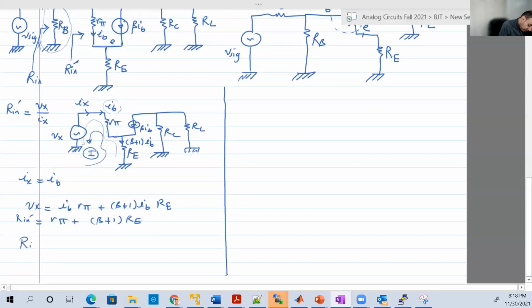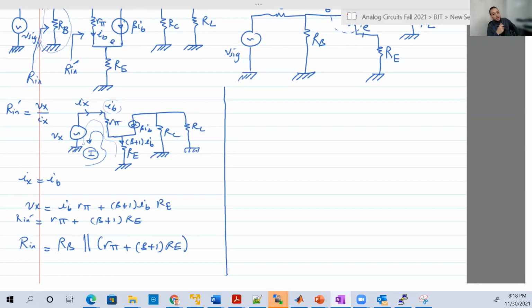So at the end, our input equal to capital RB parallel with R input dash, which is RB plus beta plus 1 RE. That's a big one. That's good. I mean, you always want the input resistance to be high. This one is high. And why it's high? Because of the introduction of RE the degenerate resistance. If you guys review our previous topics, when we put emitter resistance, it usually increases our input.